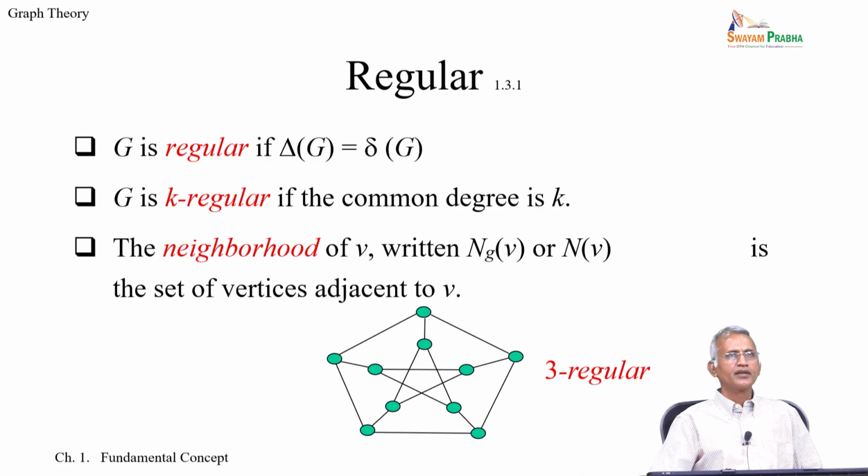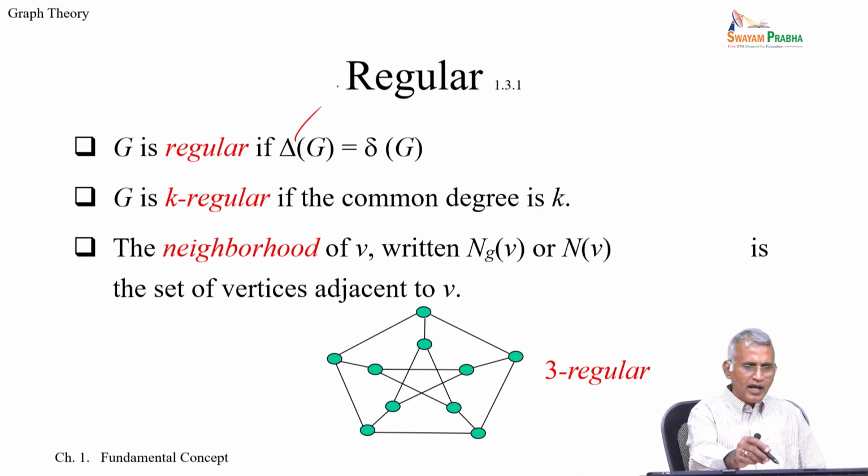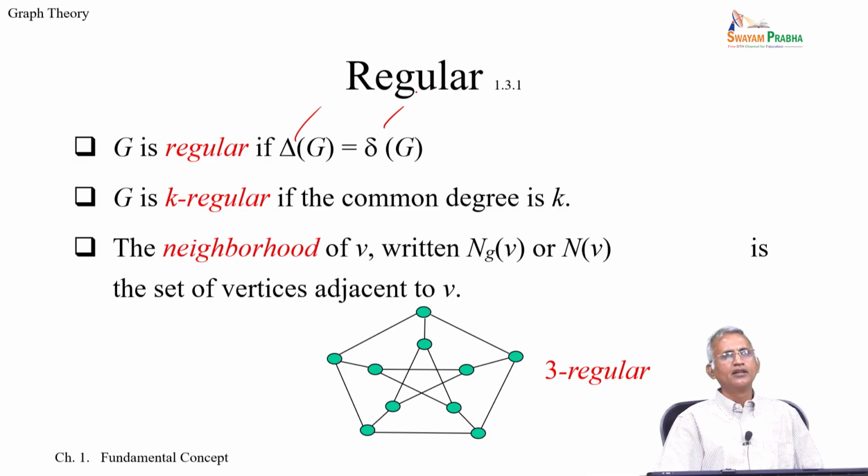Next, regular: if capital delta and small delta are equal, then the graph is said to be k-regular.